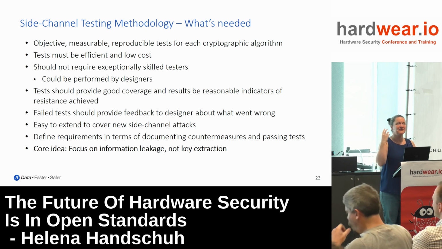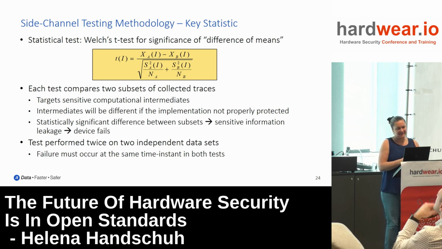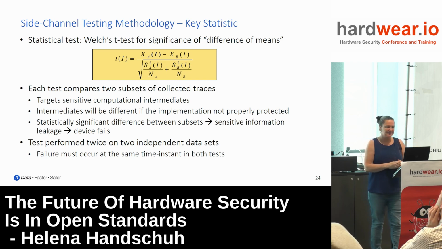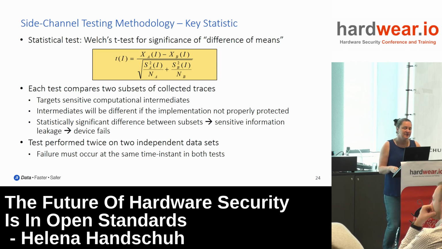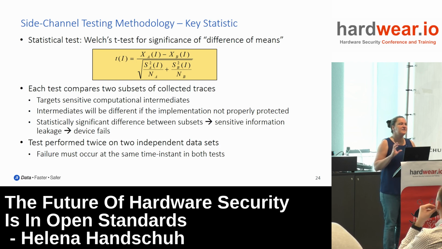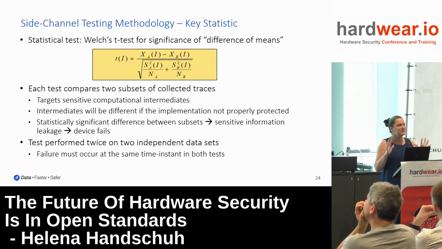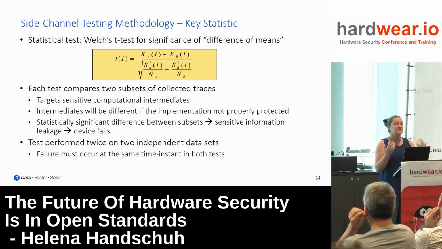Okay, so the focus is on information leakage and not on key extraction. What we've come up with in the past years is something called the test vector leakage assessment methodology. The idea here is to use a specific statistic in a Welch's t-test to perform a difference of means significance test. So we want to perform a statistical analysis on one set of data, and then we compare it to another set of data, and this allows us to say whether your distributions and the behavior of the set that you're looking at look random or not.